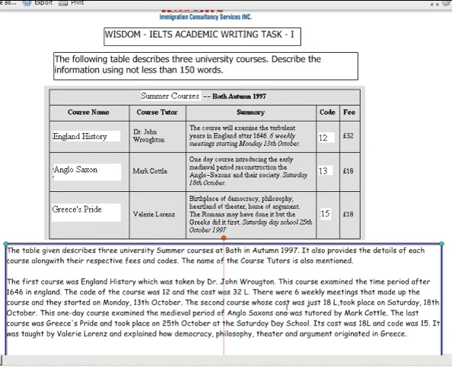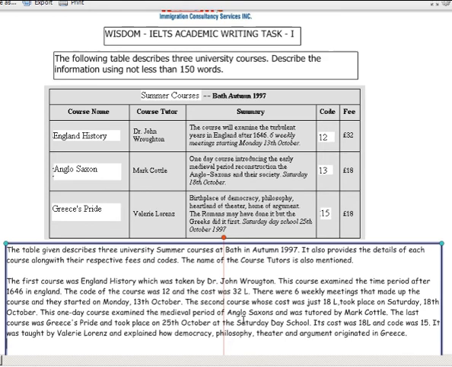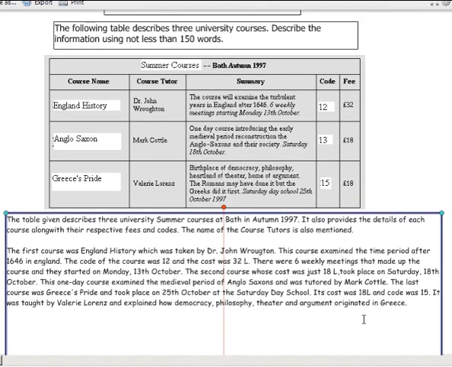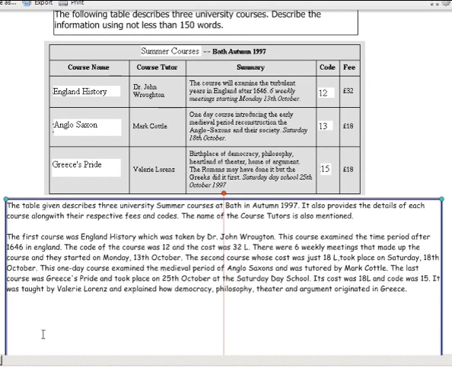The last course was Greece's Pride and took place on 25th October at the Saturday Day School. Its cost was £18 and code was 15. It was taught by Valerie Lawrence and explained how democracy, philosophy, theater, and argument originated in Greece. So this is information on all the 3 courses. Now we have written the introduction, we have given all the information, now we're just left with the conclusion. So let's go ahead and start writing that.